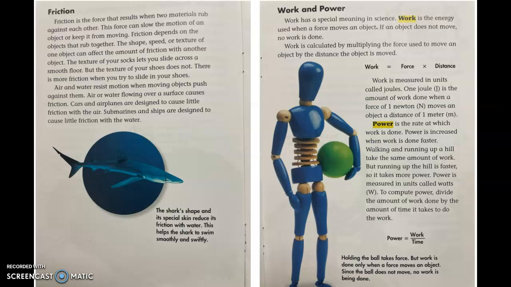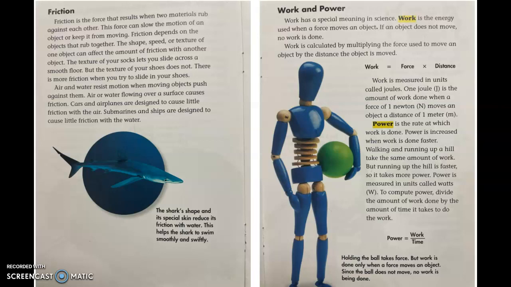Air and water resist motion when moving objects push against them. Air or water flowing over a surface causes friction. Cars and airplanes are designed to cause little friction with the air. Submarines and ships are designed to cause little friction with the water. The shark's shape and its special skin reduce its friction with water. This helps the shark to swim smoothly and swiftly.